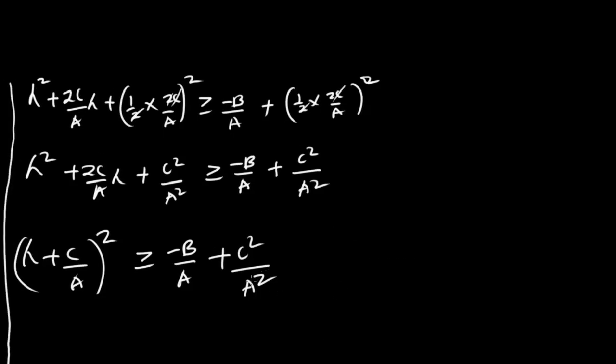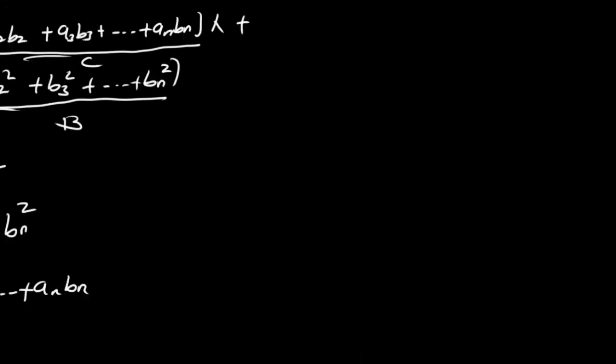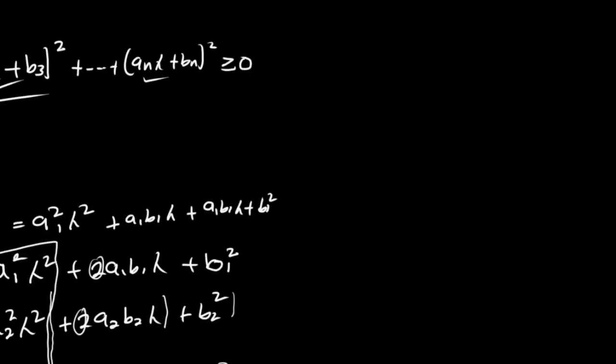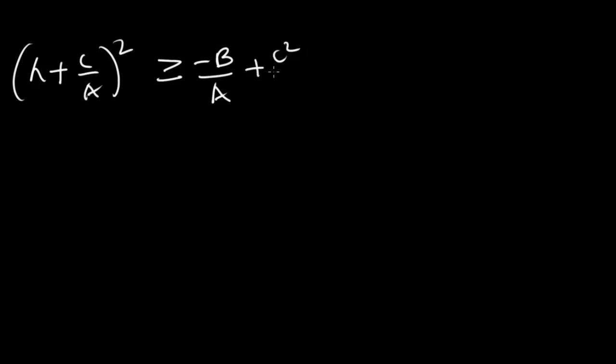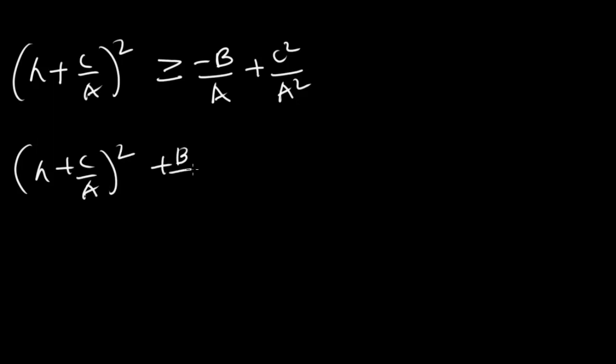Okay, so if I take the right hand side to the left hand side so that I have 0 at the right hand side. Let me create more space. Yes, so the expression I wrote is this: lambda plus C over A, squared, greater than or equal to minus B over A plus C squared over A squared. So taking the right hand side to the left hand side, this is going to be lambda plus C over A, squared, plus B over A minus C squared over A squared, greater than or equal to 0.